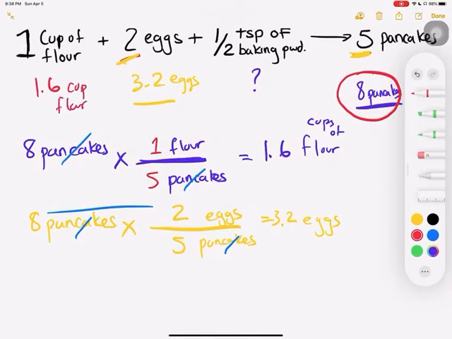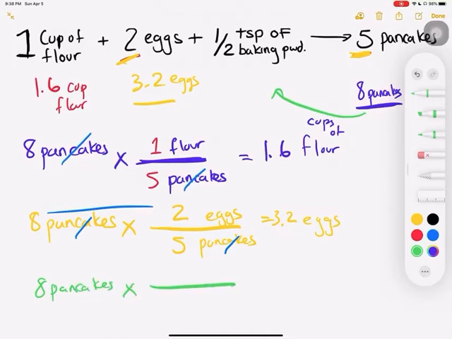Now we still need to find how many teaspoons of baking powder I'm going to use. So we're going to do the same thing. We're trying to convert pancakes, but this time we're converting the pancakes to baking powder. So 8 pancakes is the number that I want to make, and I'm converting these pancakes to teaspoons of baking powder.